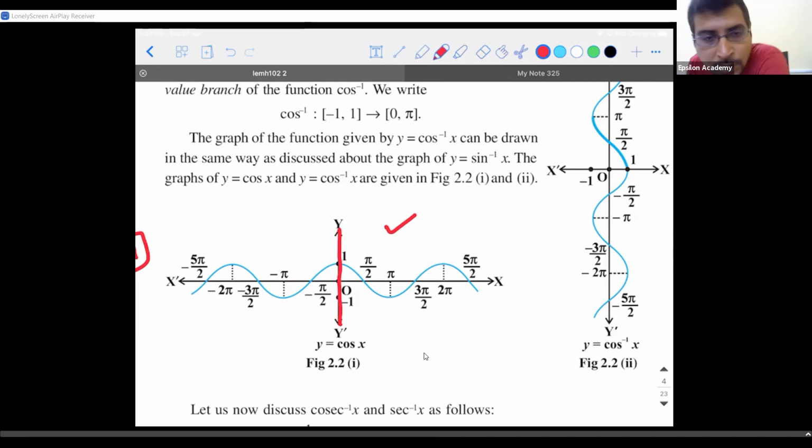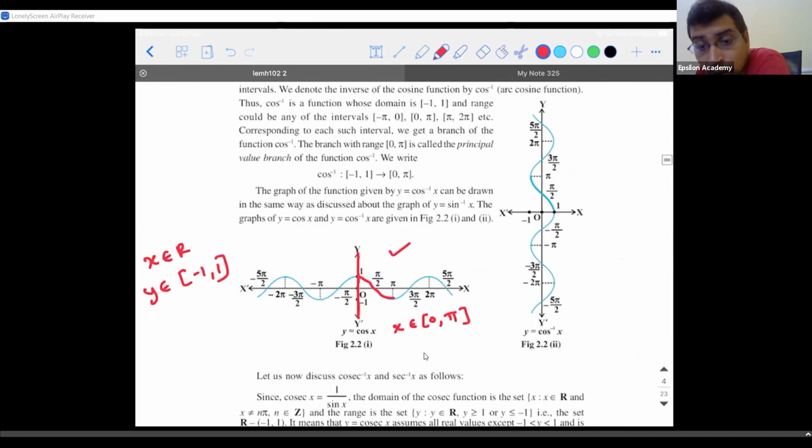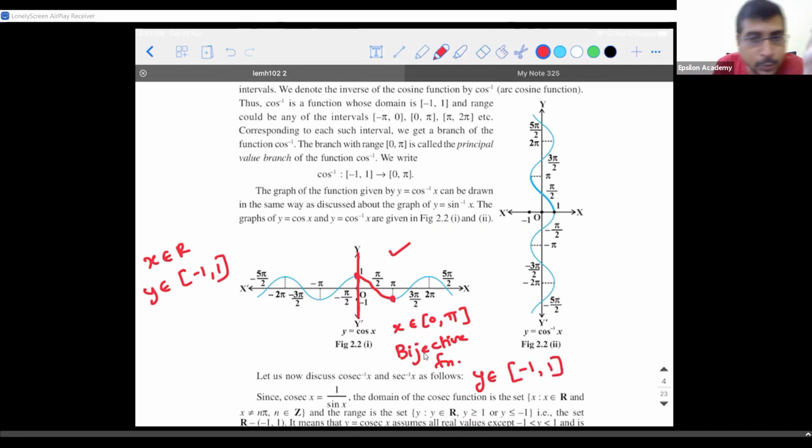So in this case, what will be the restricted domain for cos x? For cos x, it is 0 to pi. Are 0 and pi included or excluded? They are included. In the restricted domain 0 to pi, it will become a bijective function. But still in this domain, what will be the range that you can generate? Cos 0 is 1. Cos pi is -1. It will still be able to generate -1 to 1. I hope you are able to visualize this.